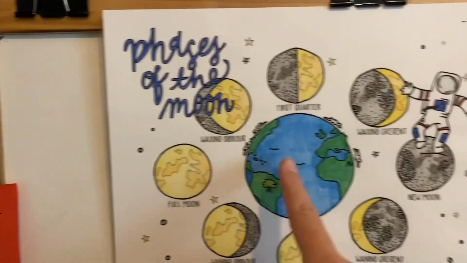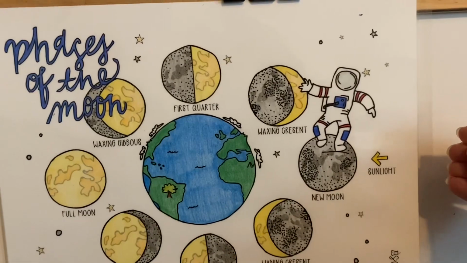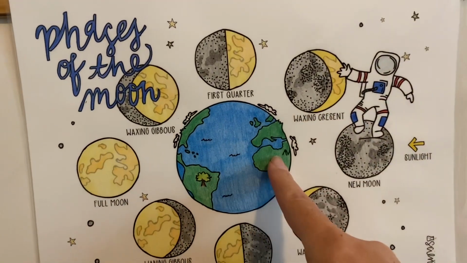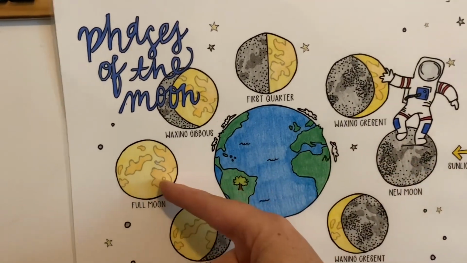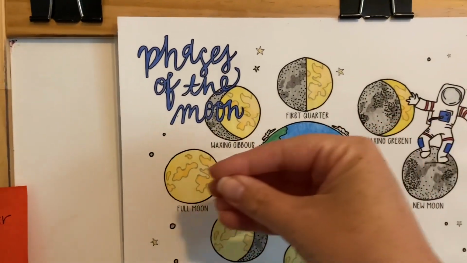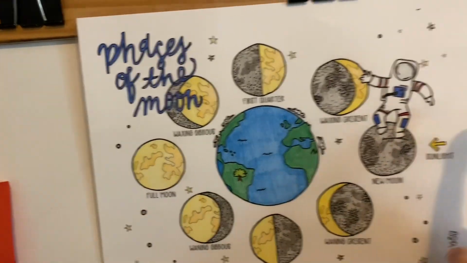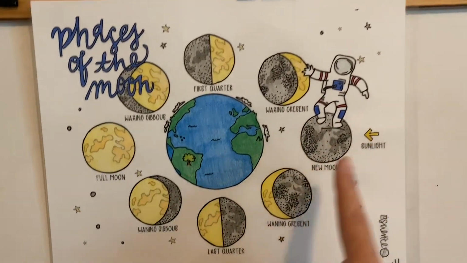And the full moon is the opposite of the new moon. Over here, if the sunlight is shining, and I'm standing on earth, I can see the entire moon because the sunlight is shining and the whole moon is reflecting the sunlight that is over here.